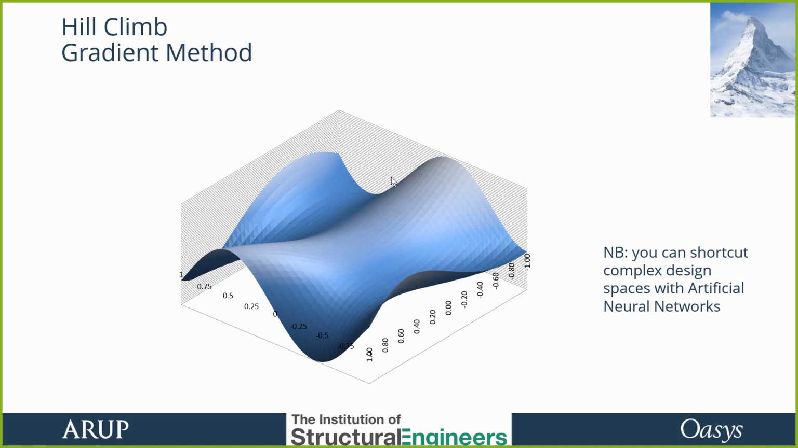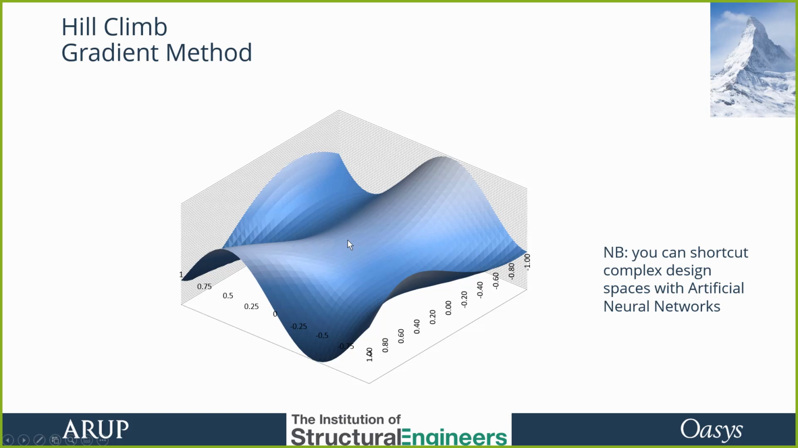If you are looking at complex design spaces, there are ways to use artificial neural networks. Give it a few example points. Neural networks eventually will approximate the surface, and you can then optimize using the neural network to find the peaks that way. It can be a useful shortcut.